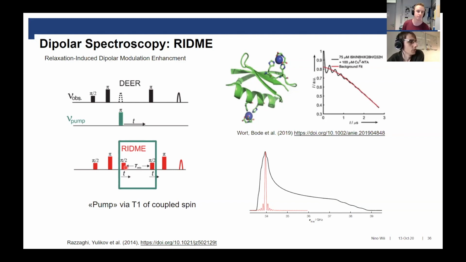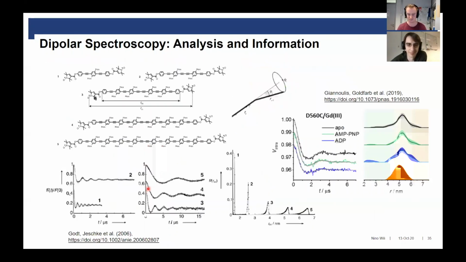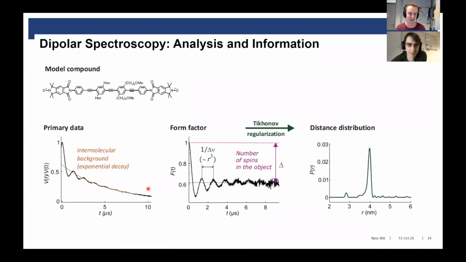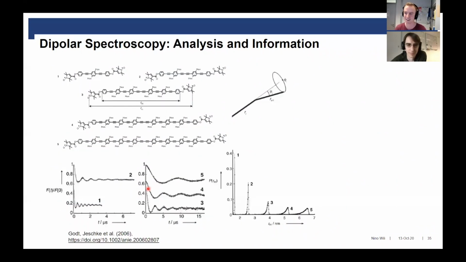Okay, why don't you use a mixture of radicals or heteroradicals for DEER to avoid spin overlap between the pump and the probe? So we sometimes do, but just because you have two radicals doesn't mean that they don't overlap. That's basically the point. If you look at trityls and nitroxides, they also overlap. So you still have to use a double resonance technique to do it.